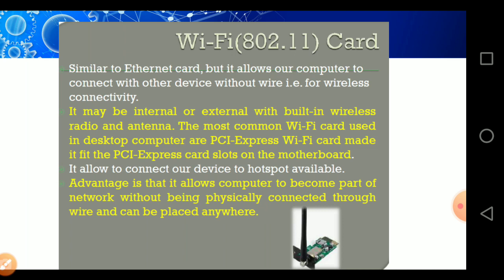Coming to the next device, which is the Wi-Fi card. Similar to the Ethernet card, it allows our computer to connect with other devices without wires. Nowadays Wi-Fi is very familiar. We do not need any cable to connect. It may be internal or external with a built-in wireless radio and antenna. Most Wi-Fi laptops coming now have inbuilt internal Wi-Fi, but PCs do not. For PCs we either use this type of card or Wi-Fi adapters.